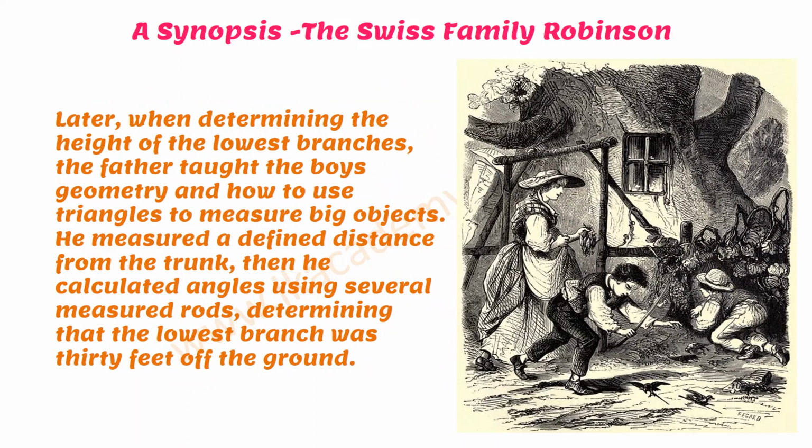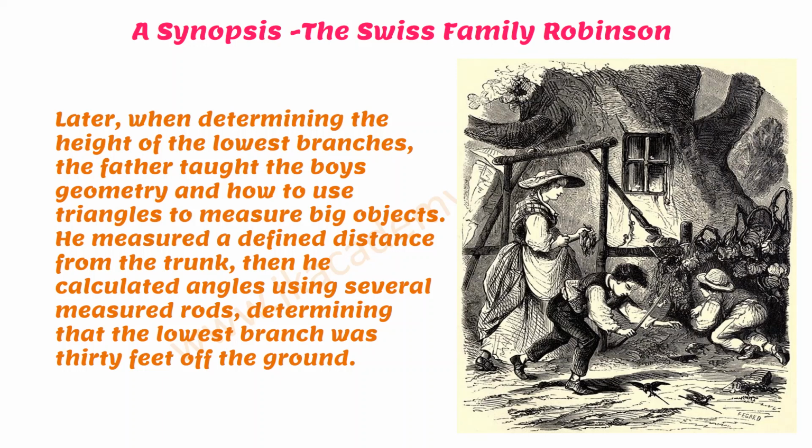Later, when determining the height of the lowest branch, the father taught the boys geometry and how to use triangles to measure big objects. That is when they started constructing the house. So they had to do a lot of measurements, isn't it? He had to find out how high the lowest branch was. The boys were helping him to construct, because all alone he can't do it. While constructing the house, he taught the boys how to measure triangles, how to measure other things, how to calculate. So all these things he taught them.